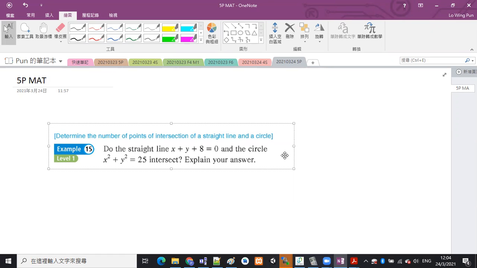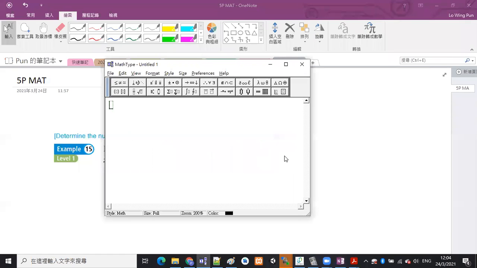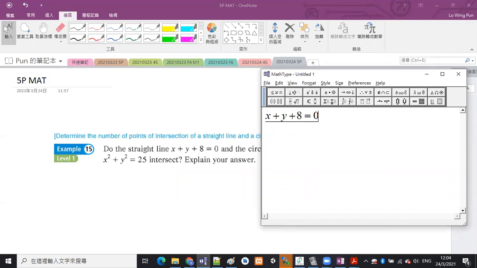So we have two equations. The first one is x plus y plus 8 equals 0. Let us call this equation 1. And then the equation of the circle, x squared plus y squared equals 25. Let us call this equation 2.